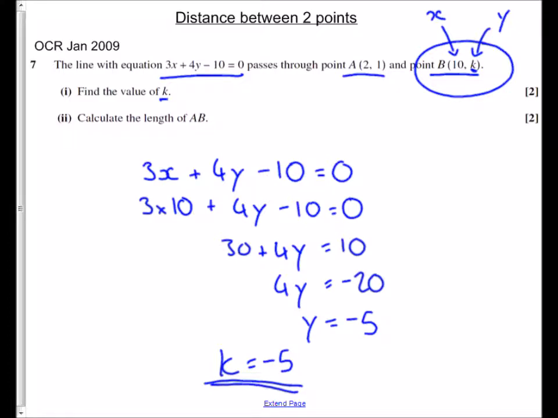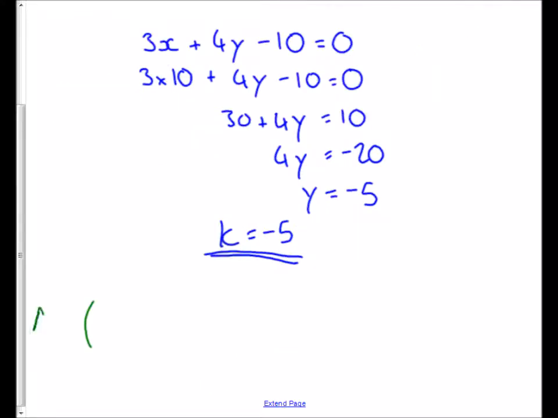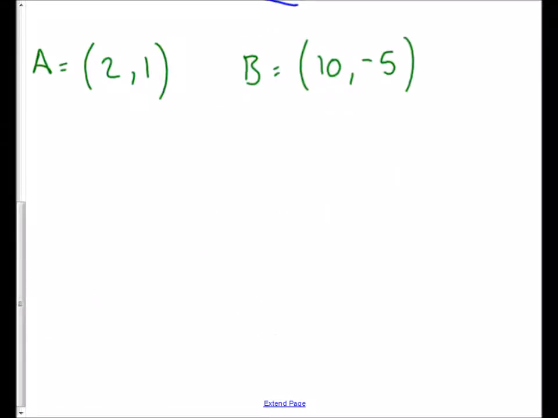The next thing we're asked for is to calculate the length AB. So we know that A is equal to (2, 1), and we now know that B is equal to (10, minus 5). And we're looking for the length between these. So I'm going to start off with A at (2, 1). I'm going to have B at (10, minus 5). Again, I'm drawing a picture because I think drawing a picture is a really useful thing to do to understand what's going on.